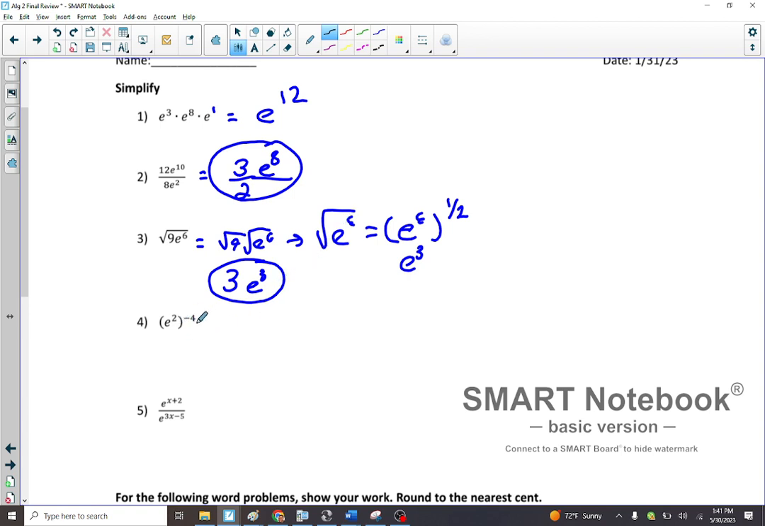So this one, e to the 2nd to e to the negative 4th. You multiply the exponents, so e to the negative 8, and then you move it to the bottom. So 1 over e to the 8.